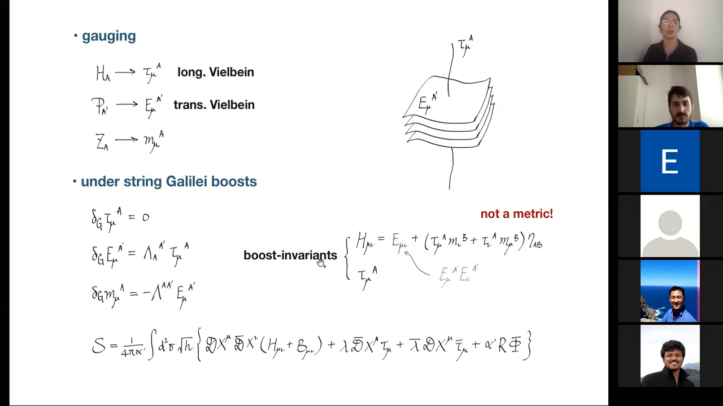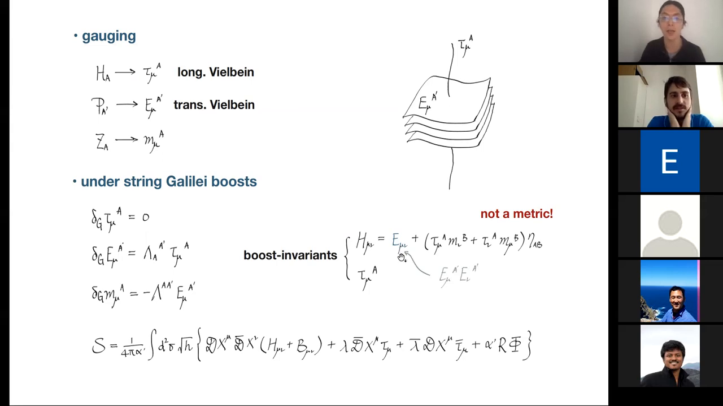But it turns out that we can construct two different variables which are boost invariant, and both of them will carry lower curved indices. And these are the quantities which we need in order to construct the sigma model, which is invariant under the so-called string Bargmann algebra. And here τ_μ^A is just trivially invariant, and H_μ contains our M field. So it looks like this can be a metric field.